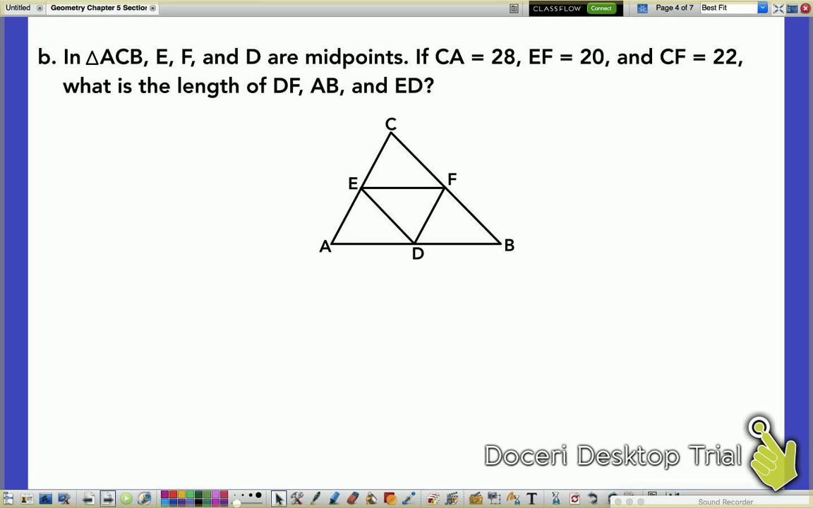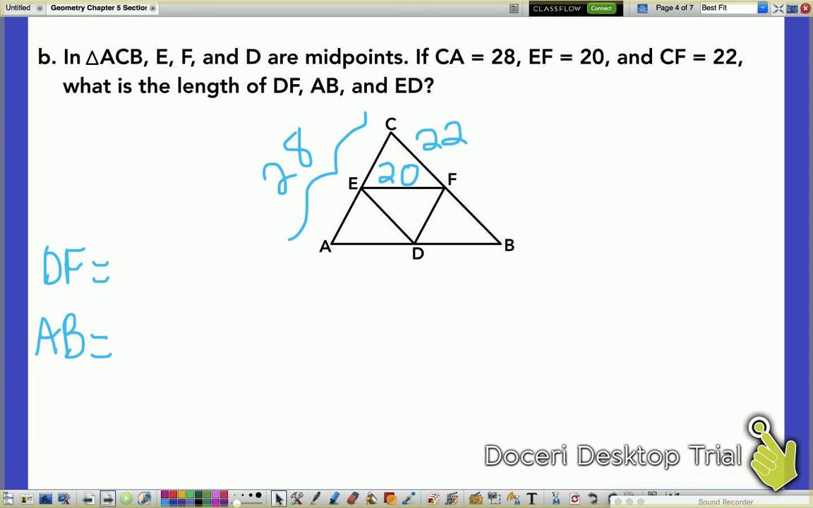So in triangle ACB, E, F, and D are the midpoints. CA is 28. Okay, EF is 20. And CF is 22. They want me to find DF, AB, and ED.